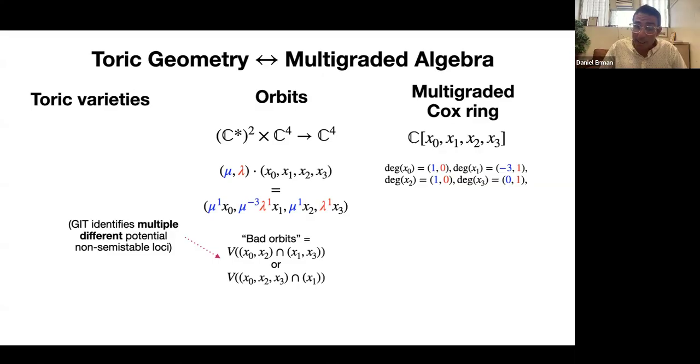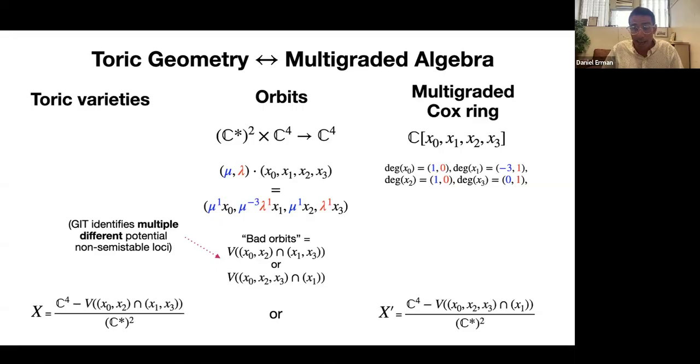But it's not always canonical. So this is one of the simplest examples where it turns out there are two distinct loci I could have removed to get my quotient, and you'd get two non-isomorphic quotients in this case. The X on the left, that's the Hirzebruch surface I mentioned, the P1 bundle over P1. But there's also this X prime, which is isomorphic, it turns out, to a weighted projective space.